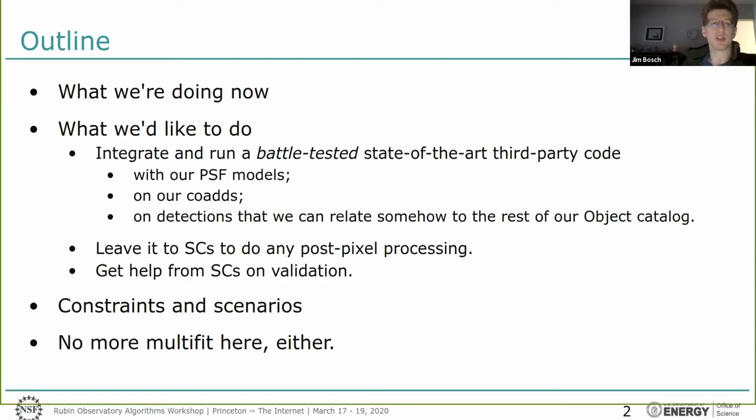Like most of my talks, this is going to follow a somewhat similar pattern: what we're doing now, what we'd like to do, constraints and scenarios. This is really getting at a lot of the problem in terms of compute resources. And then I want to touch on, again, another place where multi-fit is disappearing.